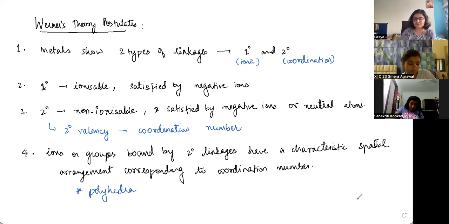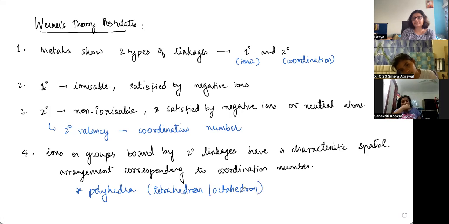To summarize these points, tetrahedron or octahedron. Polyhedra is just like a general name, like how you call polygons. So quadrilaterals, squares, rectangles, pentagons, hexagons, all of them together you call them polygons, right? That way polyhedra, tetrahedron, octahedron, all these different 3D structures, you call them polyhedra.